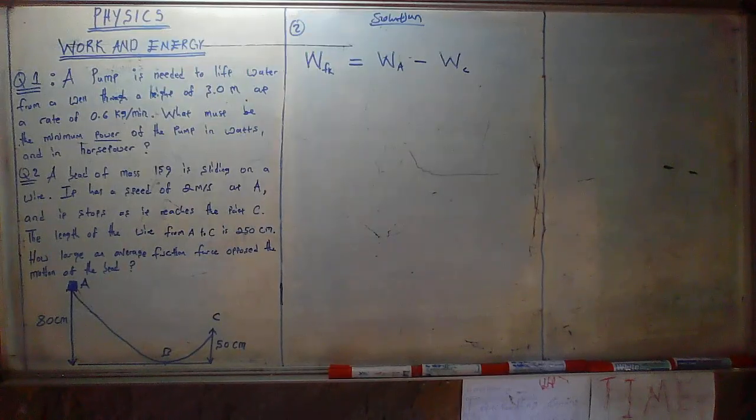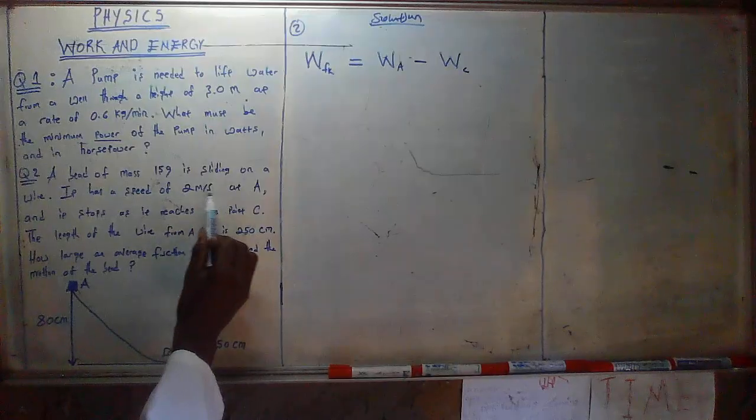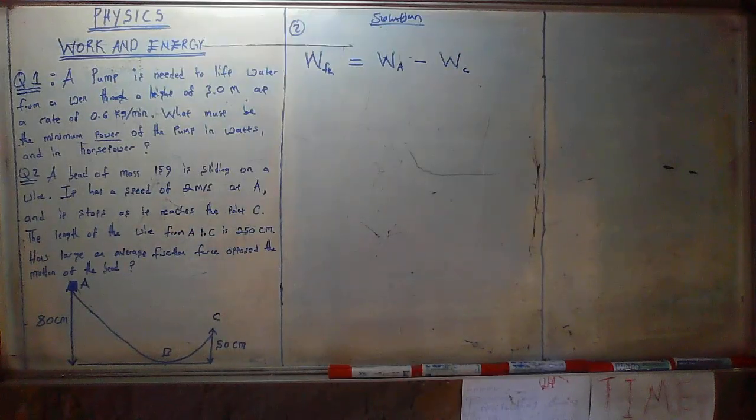Amazing. Now, at point A, we've got a height. So this thing at point A has got potential energy. Yes, it has potential energy. What else does it have? Since it also has the velocity of 2 meters per second squared, this simply means that at point A, it has got both kinetic and potential energy.